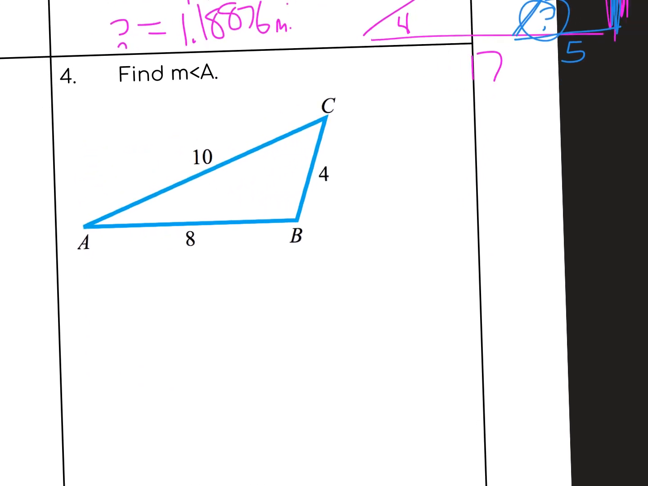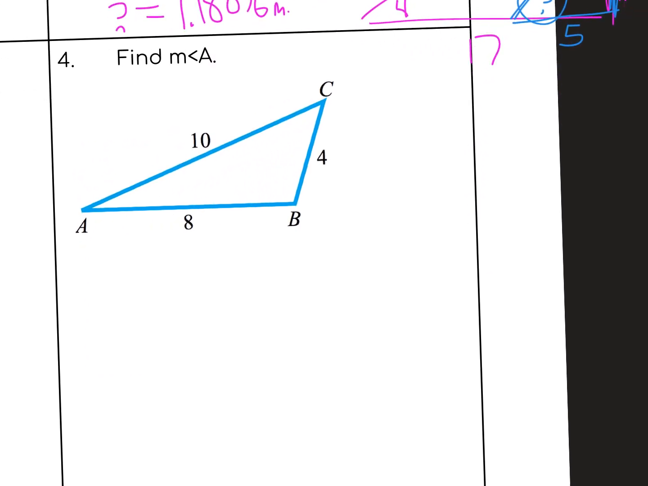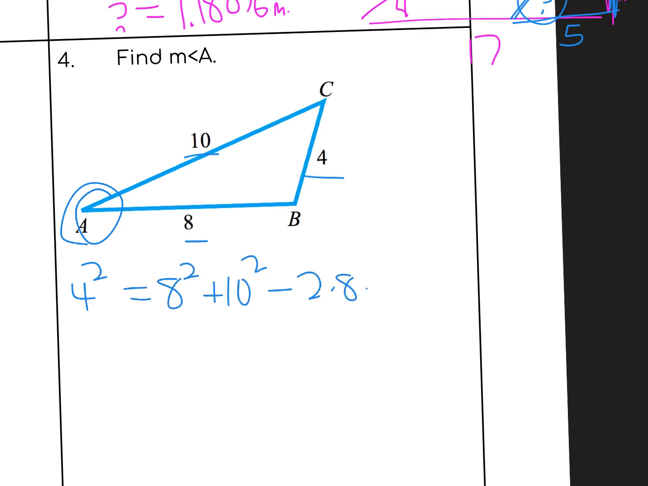I'm gonna be spicy, I'm going to do this one next. Find measure of angle A. So angle A is here. This is a side, and a side. So this is the law of cosines. So it's going to be 4 squared equals 8 squared plus 10 squared minus 2 times 8 times 10 cosine of A.